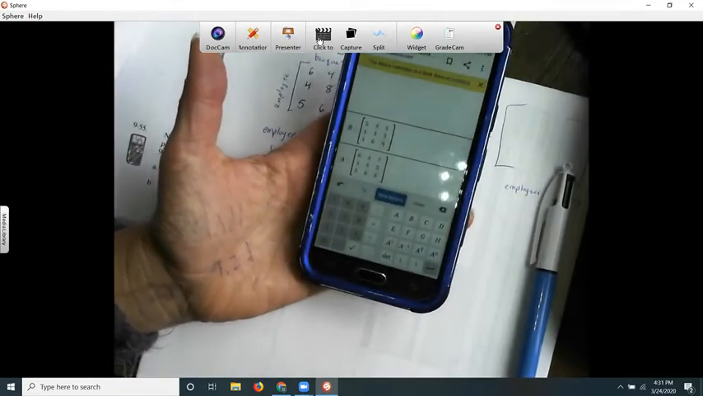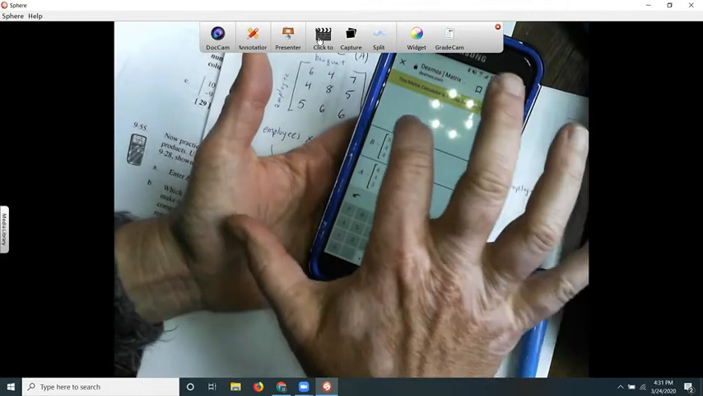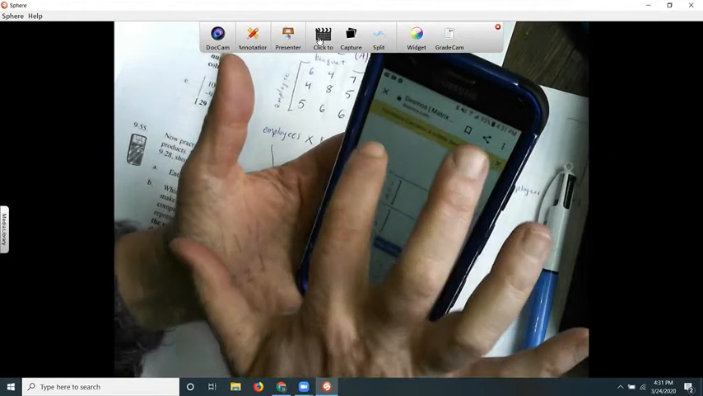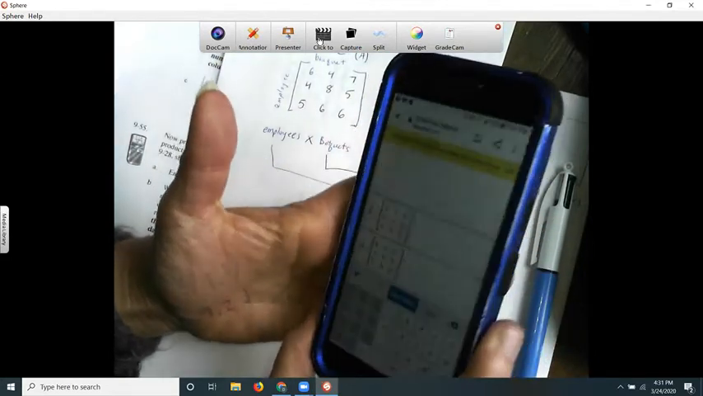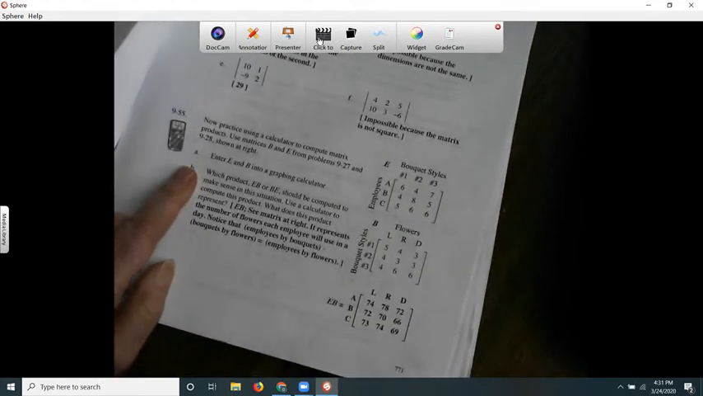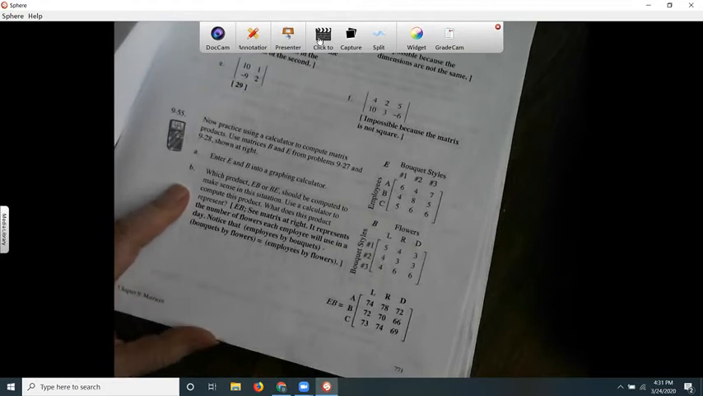And then, so I entered them. I'm just going to click away from it somewhere. I'm going to read the rest of the directions. It told me just to enter them into the graphing calculator. So I did that. Which product, E times B or B times E, should be computed to make sense in this situation? Use a calculator to compute the product. What does this product represent?